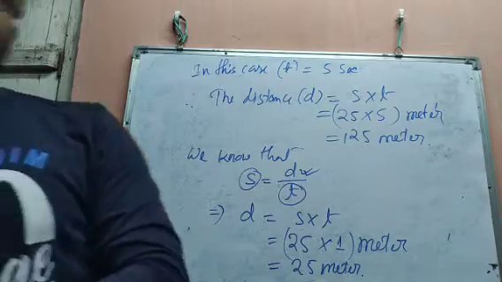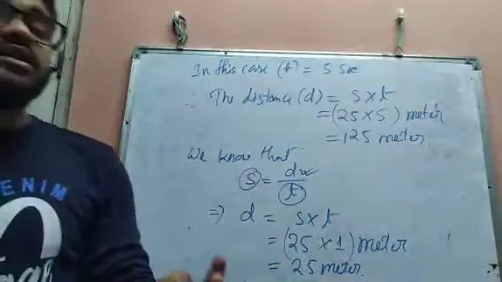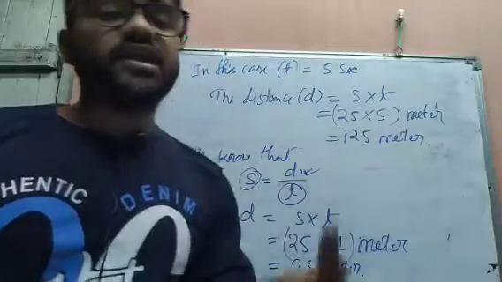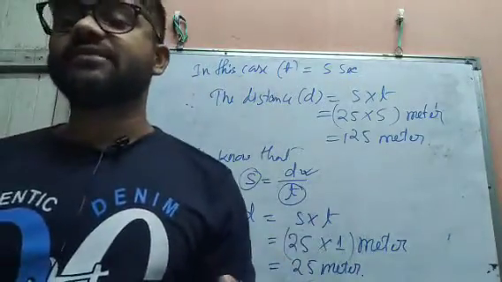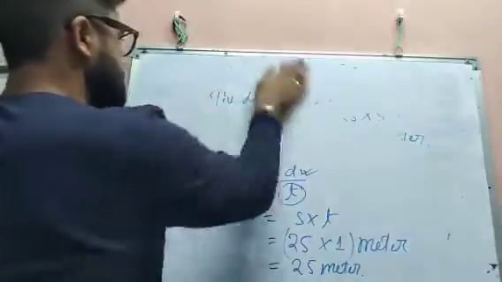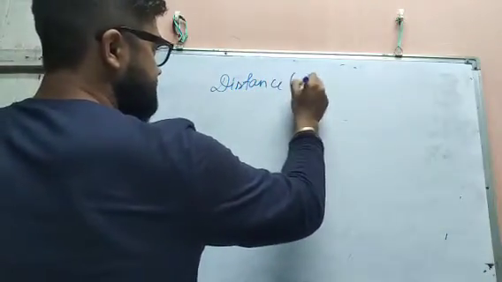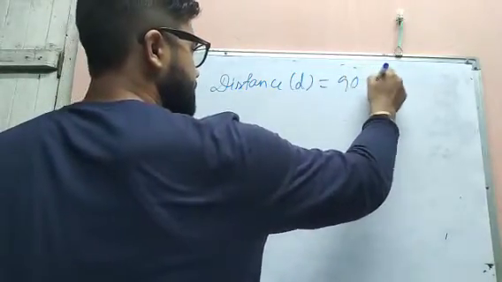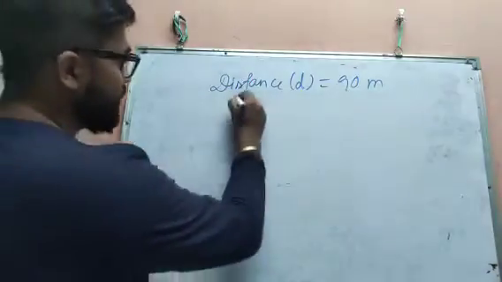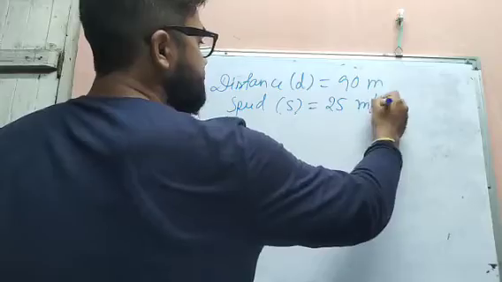Next we are asked to find again, how long does it take to travel 90 meter? That means this time we are given the distance and we know the speed of the car, it is 25 meter per second. So we are asked to find how long it takes, that means we are asked to find the time only. As it is given to cover 90 meter, the distance d equal to 90 meter. This is the distance given, and the speed is 25 meter per second.